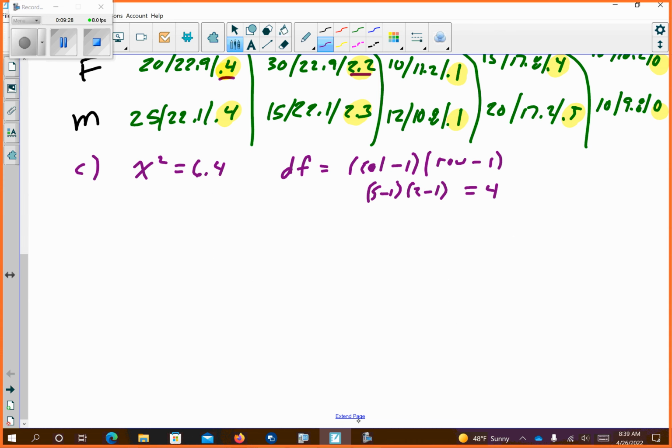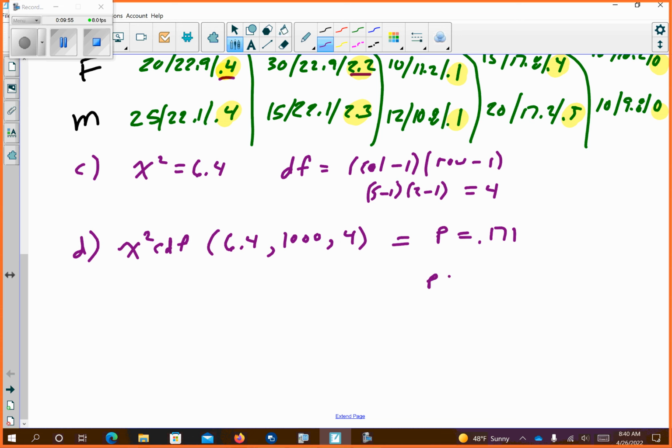And then from there, we can get our chi-squared CDF, which would be the 6.4 we found up above. Make this big, so 1,000 or something, and then degrees of freedom. So this comes up with a p-value of 0.171. Our go-to alpha is 0.05. This is larger than 0.05, so we fail to reject.